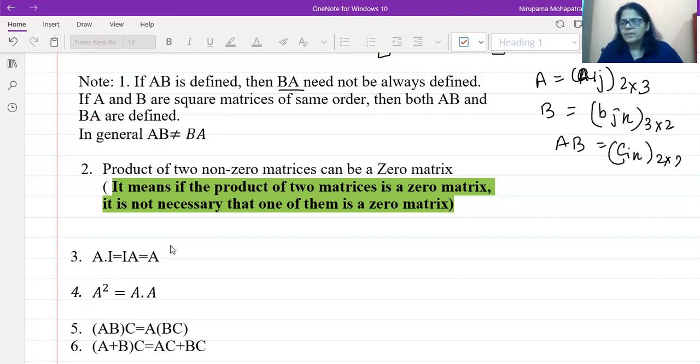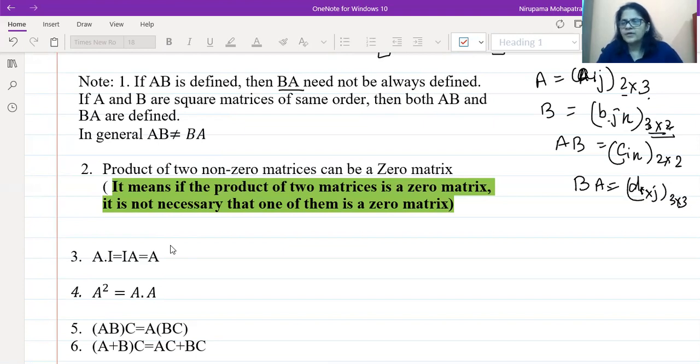Now if I write BA, it will be B, jk, a 3 by 2 matrix, times the 2 by 3 matrix. The order of the product, I may write as the outer orders, so you can have 3 by 3. So here it is defined, right?